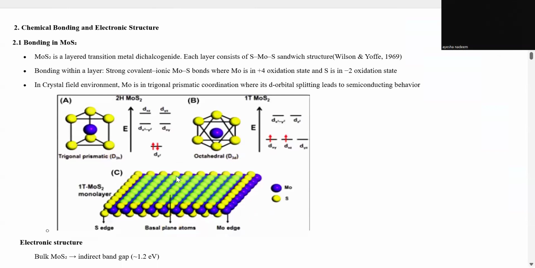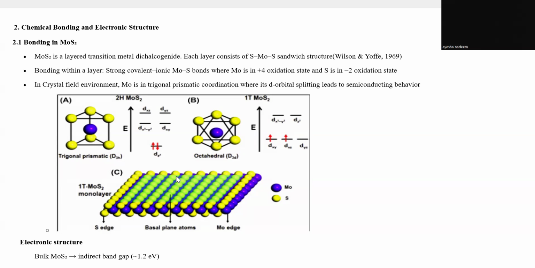Now we will discuss the chemical bonding and electronic structures. First of all, there is bonding in molybdenum disulfide. As we have discussed earlier, it is a layered transition metal dichalcogenide, and each layer consists of sulfur-molybdenum-sulfur sandwich structures. The bonding within the layer is a strong covalent-ionic Mo-S bond, where molybdenum is in +4 oxidation state and sulfur is in -2 oxidation state.